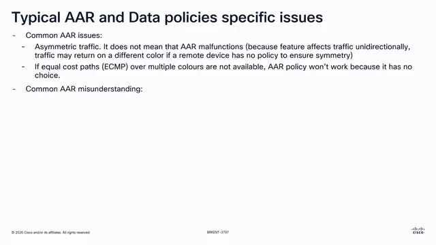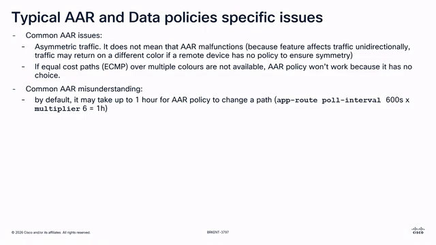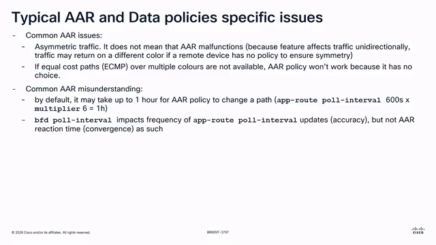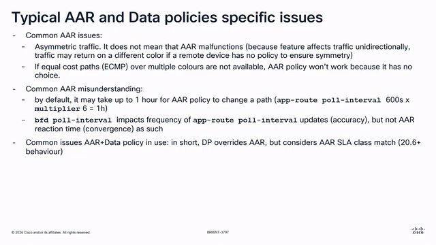Common misunderstanding. Sometimes people don't really understand the worst case with default parameters. Even if your BFD hello is 1 second and the multiplier is 7, there is an app route poll interval, which is 10 minutes, and the multiplier is 6. That means in the worst case scenario, it may take up to 1 hour for the application-aware routing policy to change the direction of your policy application. There are also recommendations for these timers in the Cisco SD-WAN Design Guide. I definitely recommend verifying with it. And certainly the BFD poll interval impacts the frequency of the app route poll interval, but not the application-aware routing reaction time.